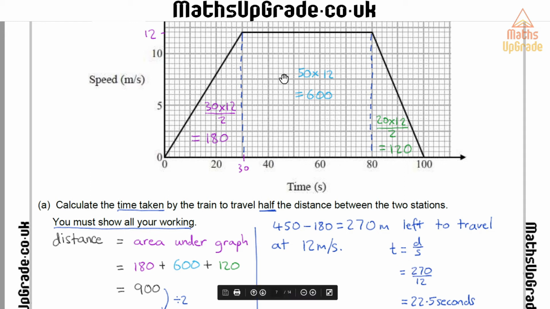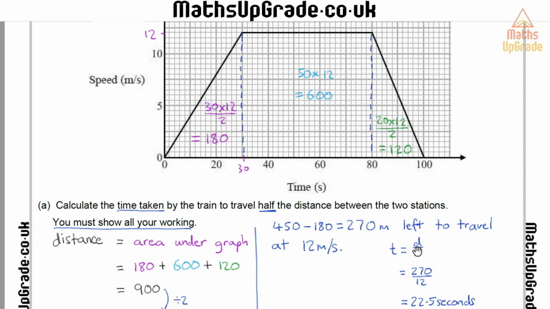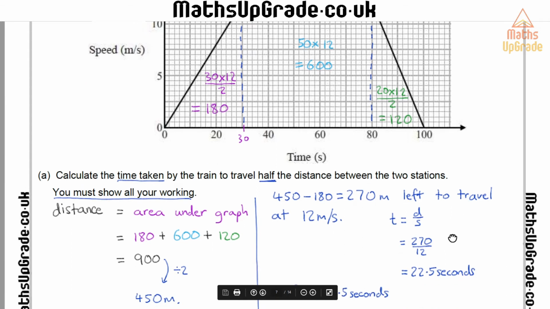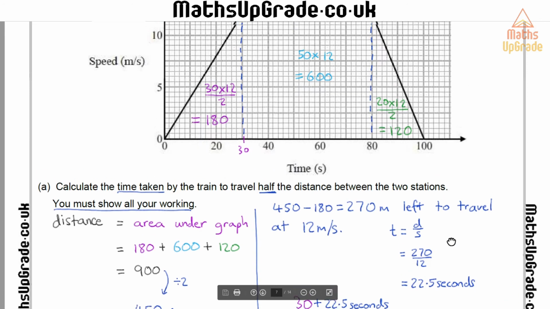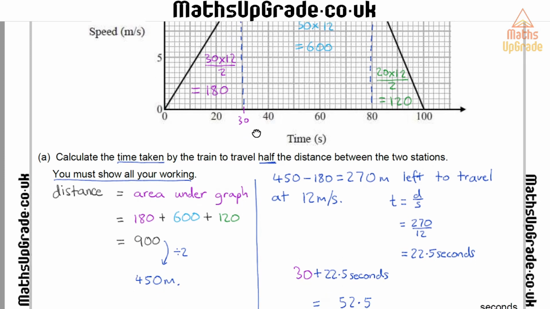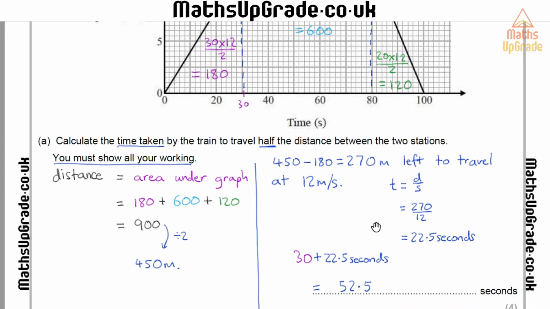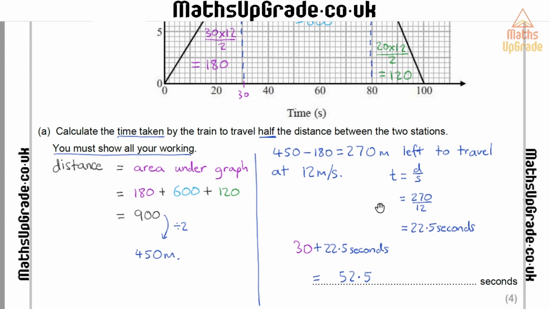So travelling 270 meters at a speed of 12 meters per second. To find the time, I'm just going to use the formula of time equals distance divided by speed. So the distance is 270 divided by the speed of 12, so that would be 22.5 seconds. Now that 22.5 seconds just represents this part of the journey. I've still got to remember that I need to add the 30 seconds here. So 30 add 22.5 would be 52.5 seconds for 4 marks.